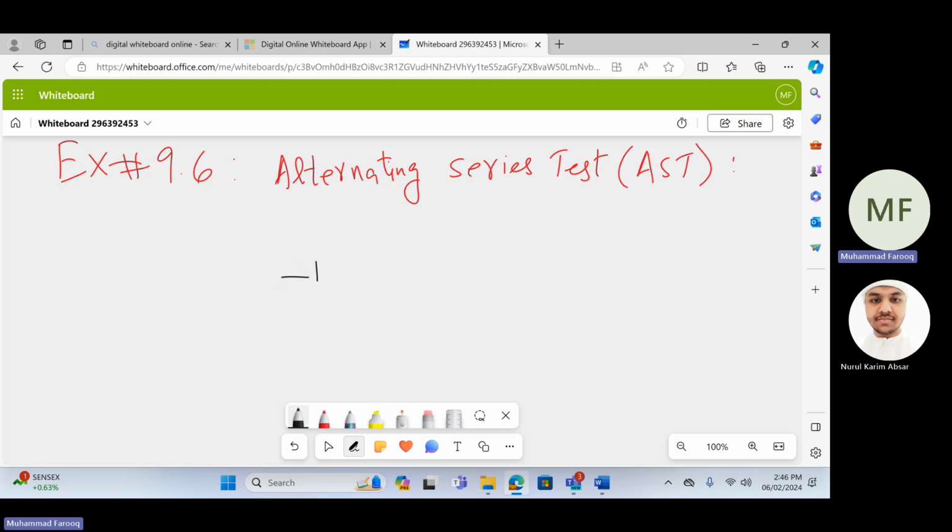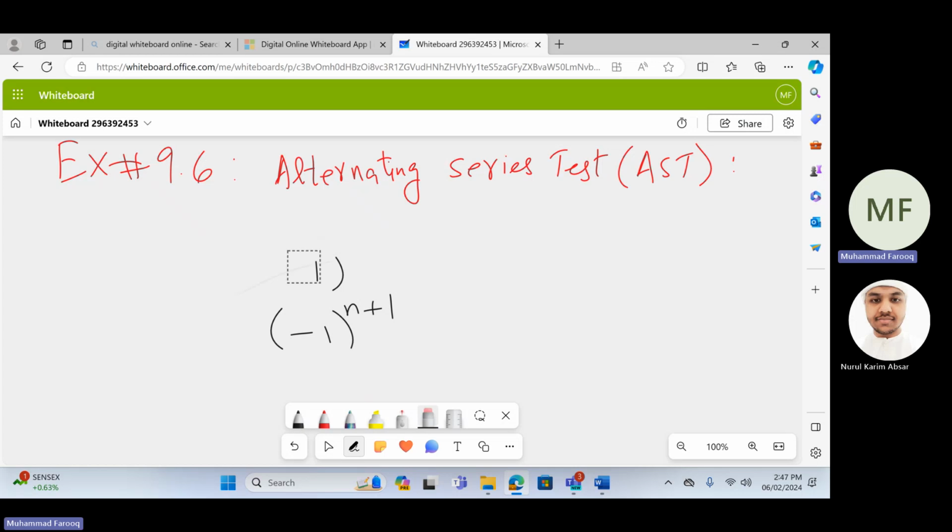Either you have this component in the question or you have this one. If any one of them is available in the question, confirm the series is alternating. Then you can apply this test, but it's not guaranteed that this test will answer the question. Understand? So this is some information about alternating series. Let's discuss how this test works.